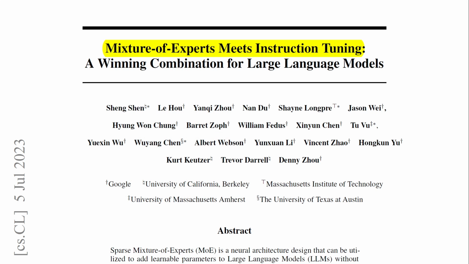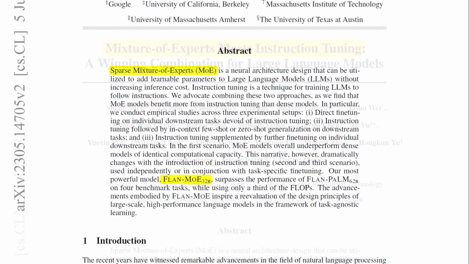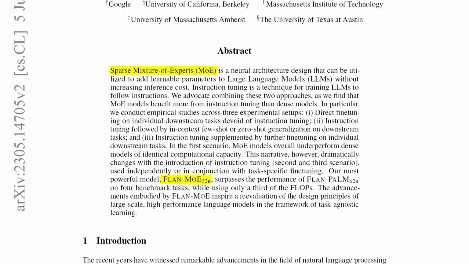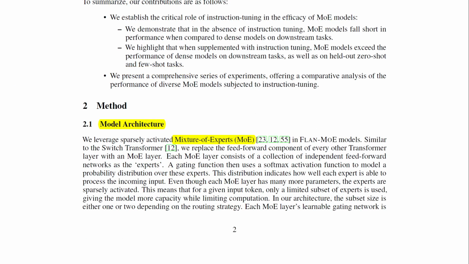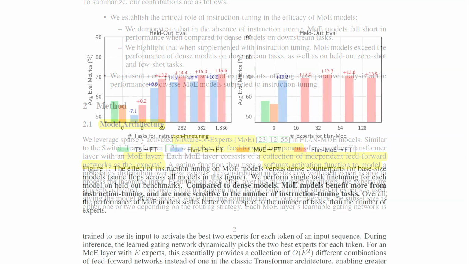In this paper, the authors have leveraged sparsely activated mixture-of-experts, or MOE, to achieve remarkable performance levels in language models. Let's break down the key findings and understand how FLAN MOE outperforms traditional dense models. The authors first replaced the feed-forward component of every other transformer layer with an MOE layer, creating what they call FLAN MOE models. Each layer consists of independent feed-forward networks referred to as experts, and the gating function uses softmax activation to determine how well each expert processes the input.